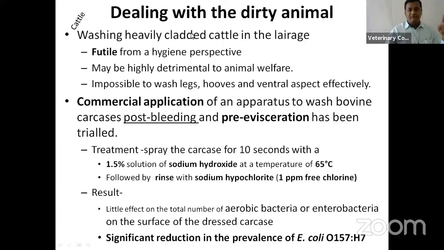Cattle, especially the heavily cladded cattle, heavily cladded in the sense a lot of dirt, soil, getting adhered to the animal body. Okay, such animals, from a hygiene perspective, washing such animals is a futile exercise. One thing is that it is very much detrimental to animal welfare, because why is the animal heavily cladded? Because it is bedridden or having some condition. If you wash such an animal, from the animal welfare point of view, that may not be an appreciable intervention.